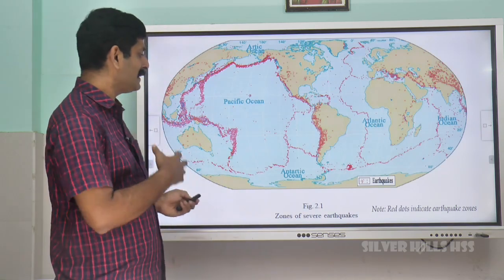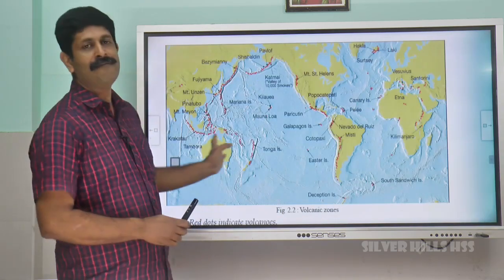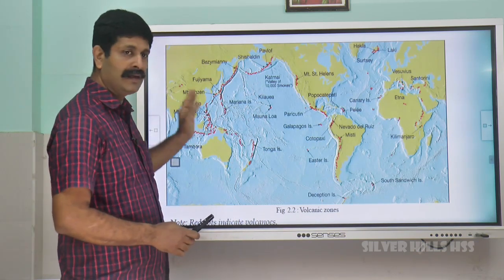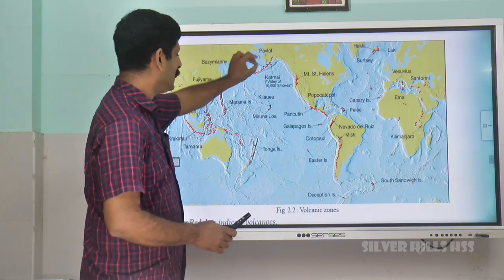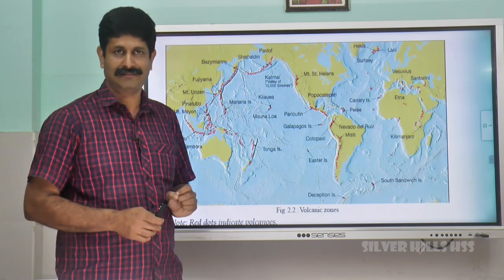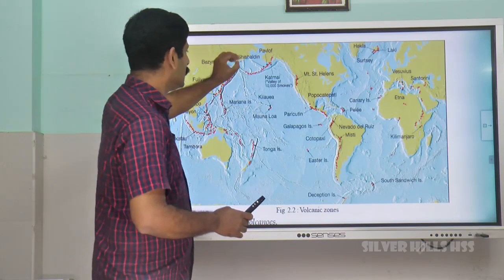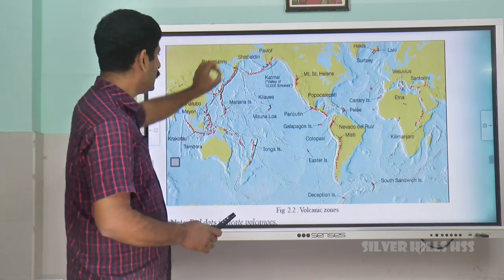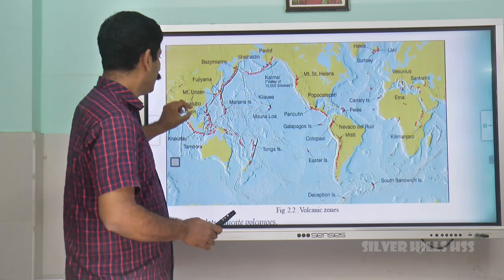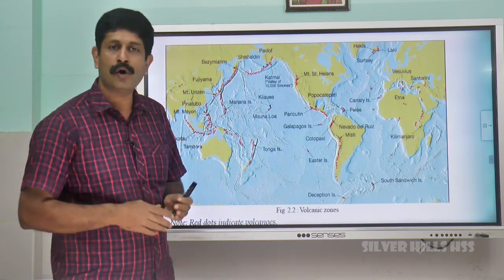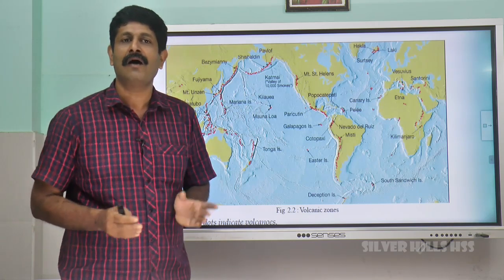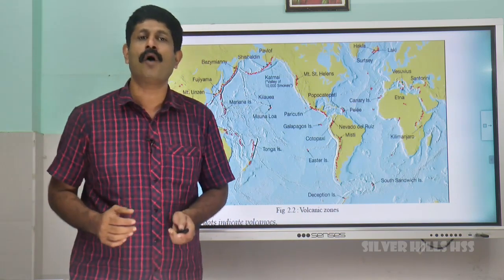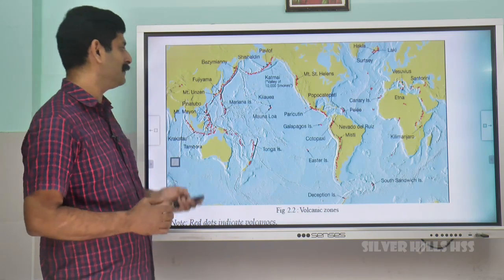Now we can observe the next slide. It's the same world map where we can see red dots demarcating volcanic zones. Different red zones near the Pacific and all over the world, especially in the Pacific Ocean ridges, where on the borders of the ocean we can see volcanic eruptions. The first one was the earthquake and the second one is the volcanic eruptions. Let us see the next one.